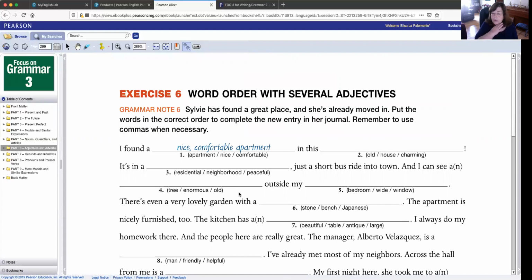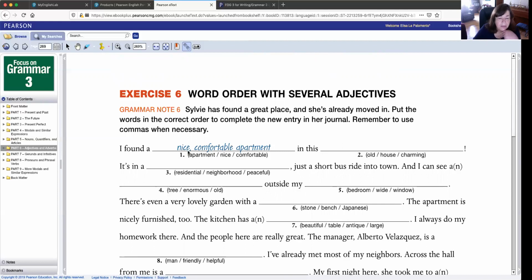Here's the word order with several adjectives. So this is where you need to look at the chart that shows the order of the adjectives, opinion, size, etc. So we have I found a, the words are here. These are all adjectives. Well, these are not all adjectives. The noun is here too. So the noun is going to be last. I found a nice, comfortable apartment.